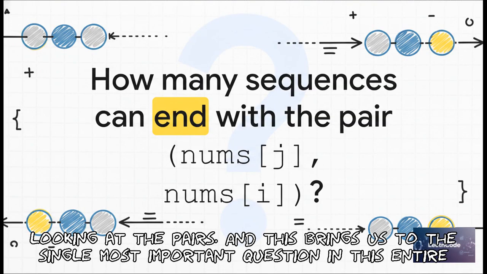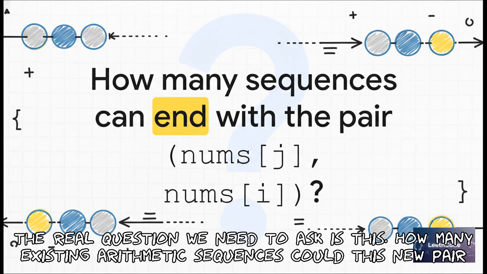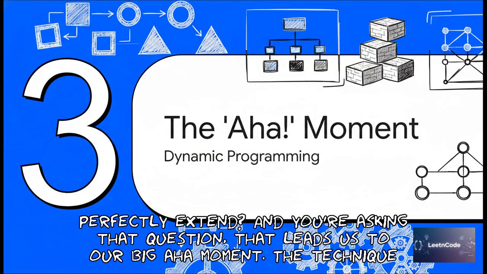And this brings us to the single most important question in this entire explainer. If we just pick any 2 numbers from our array, let's call them nums[i] and nums[j], the real question we need to ask is this: how many existing arithmetic sequences could this new pair perfectly extend? And answering that question, that leads us to our big aha moment.